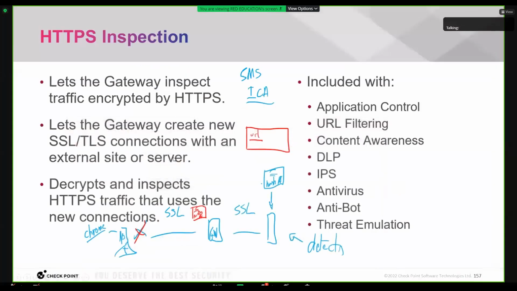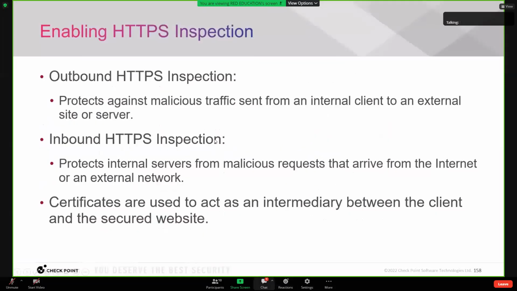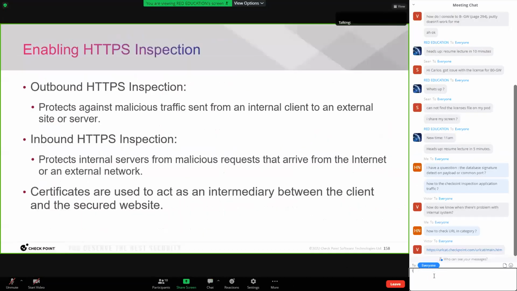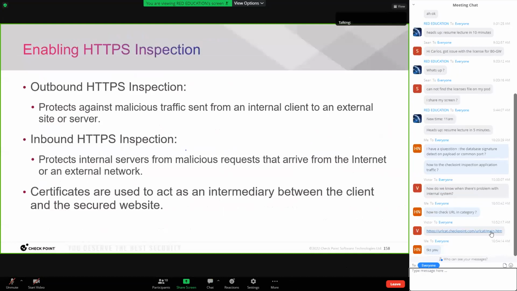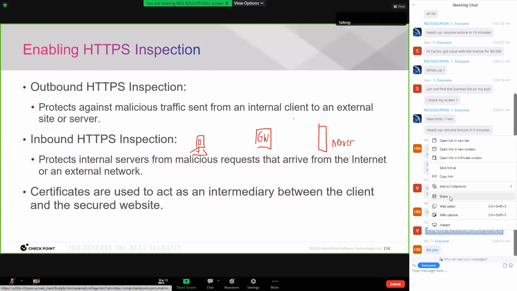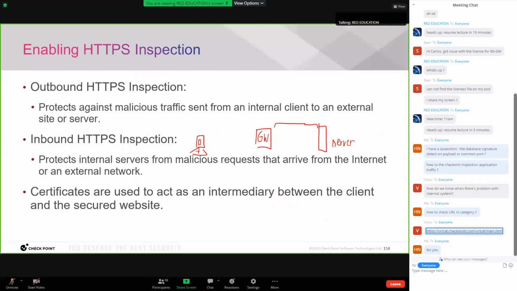All right, let's go back to the slide. Check category. So you have basically two different types of HTTPS inspection. The most common is the inbound, okay, which is basically what I was saying. The user is trying to access some server with HTTPS, and you have the gateway in the middle with two different SSL connections. Okay, this is the inbound.